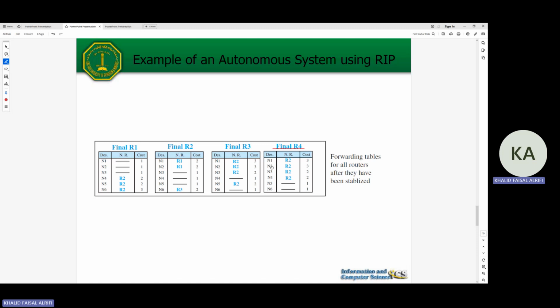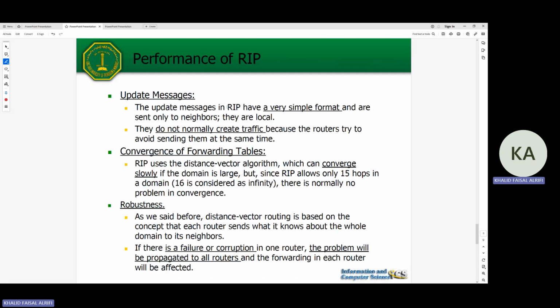So after each forwarding table is shared among all the nodes, this will be the final table. Everyone will know, from N1 to N6, all the information: how can I reach each one of them, and so on. Performance of RIP: updating messages have a very simple format and do not normally create traffic. The convergence of RIP usually is slow.